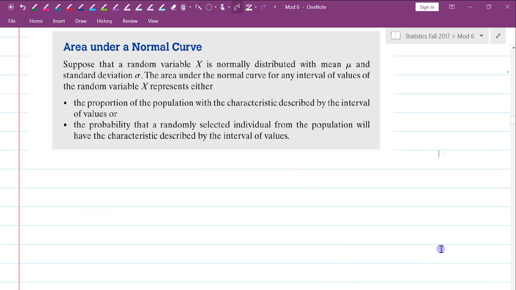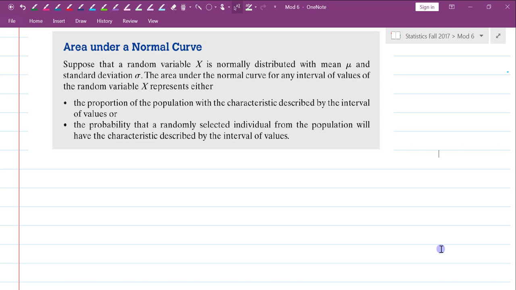Okay, area under the normal curve. Suppose that a random variable x is normally distributed with a mean mu and the standard deviation sigma. The area under the normal curve for any interval of values of the random variable x represents either A, the proportion of the population with the characteristics described by the interval of values, or option B, the probability that the randomly selected individual from the population will have the characteristics described by the interval of values.